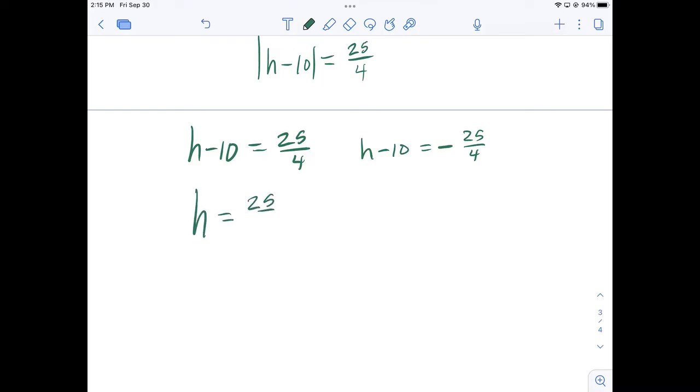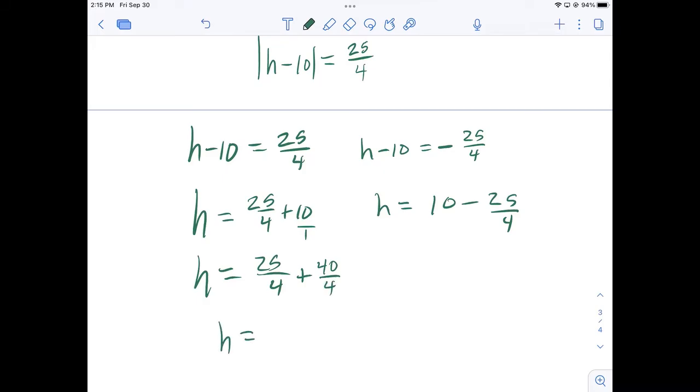So 25 fourths plus 10, or 10 minus 25 fourths. I'm going to put it in front. I don't like to lead with negatives. 25 fourths. Yeah, I do. That's 10 over 1, so I got to multiply by 4 over 4. Very good, someone already said it: 65 fourths. I think that was Sloan. And over here, we get a common denominator. Again, we multiply by 4 over 4, and we get 40 fourths minus 25 fourths. And this becomes 15 fourths.